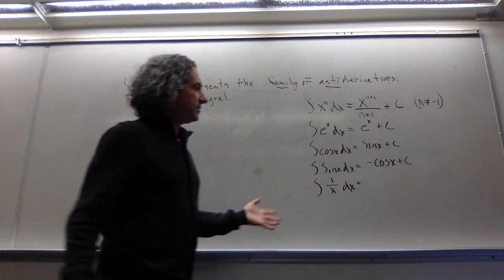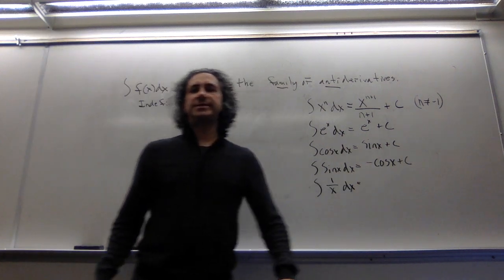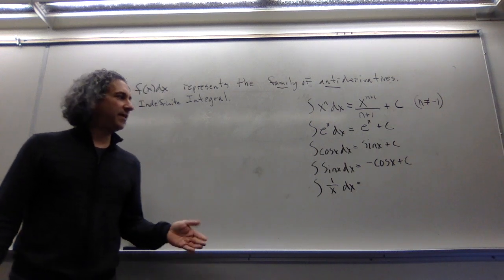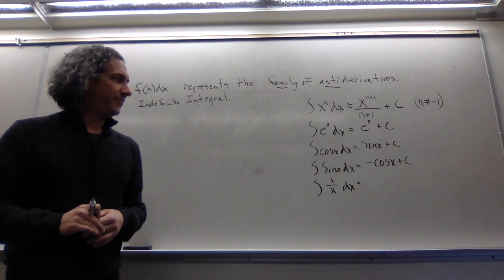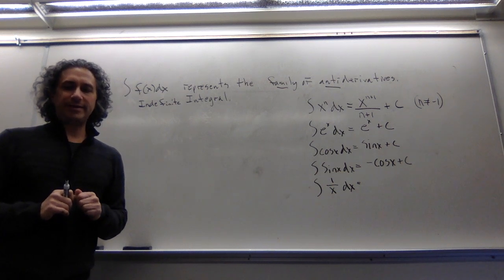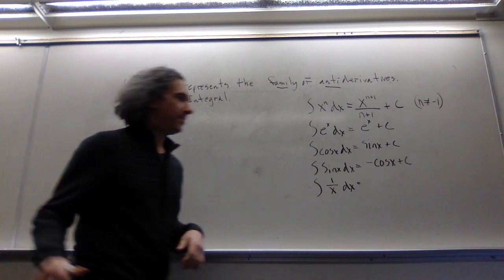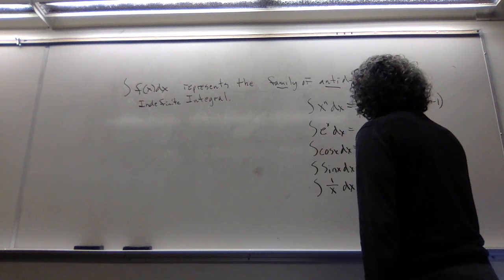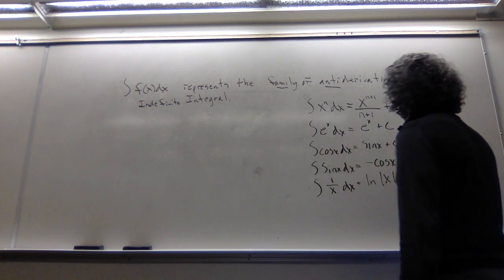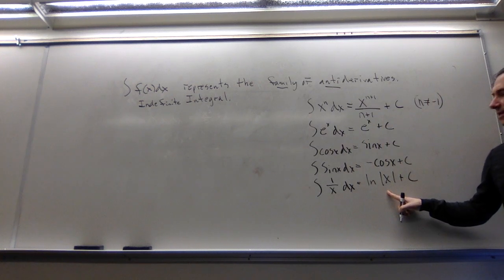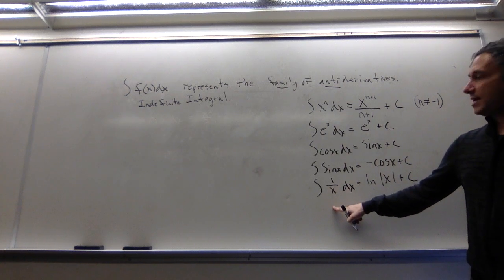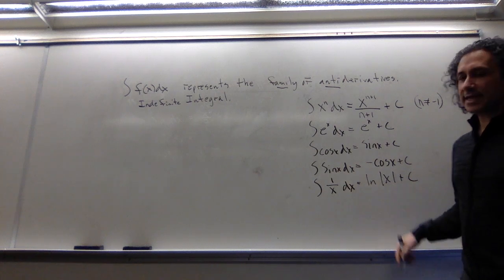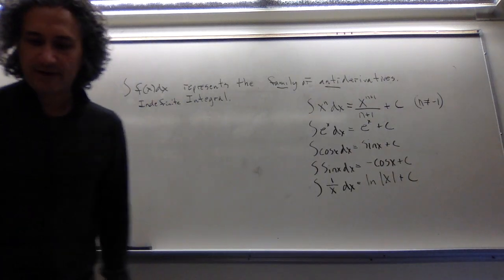So hopefully most of you said, oh, that's just the natural log of x plus c, because the derivative of the natural log of x is just 1 over x. Well, it turns out that it's not quite right. It's almost right. I claim that the answer should be the natural log of the absolute value of x plus c. So this one's a little bit weird, because the derivative of the natural log of x is 1 over x, but when I integrate 1 over x dx, I get the natural log of the absolute value of x.